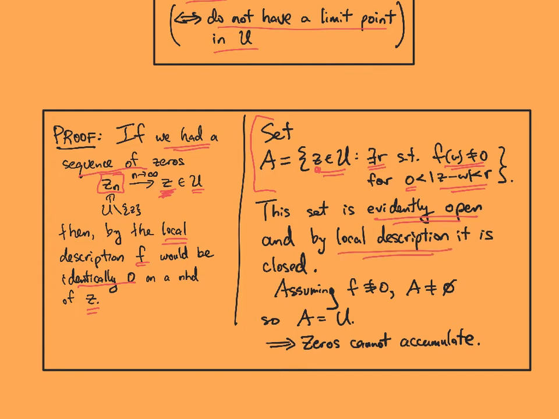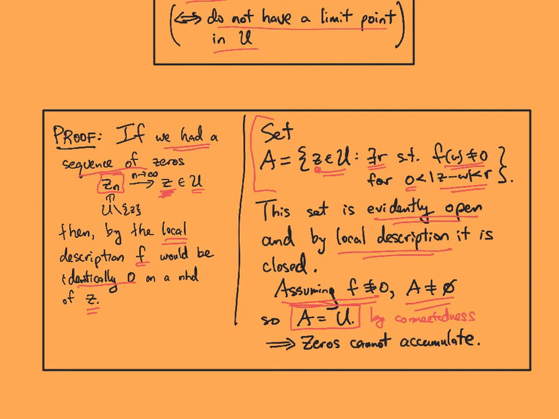But by the local description, this set has to be closed too, because if a point is not in this set, then you cannot find such a radius, so there has to be a sequence of zeros tending to a point, and that forces f to be identically 0 on a neighborhood of that point. And we're assuming f is not identically 0, which means the set A is not empty, and so A has to be all of U by connectedness. And remember, domains are by definition open sets that are also connected.